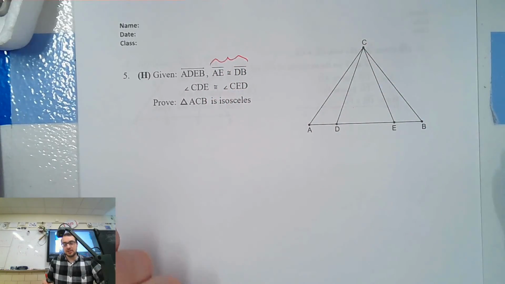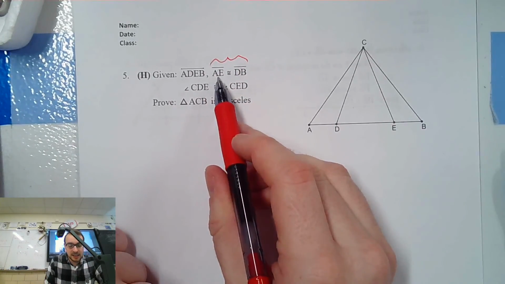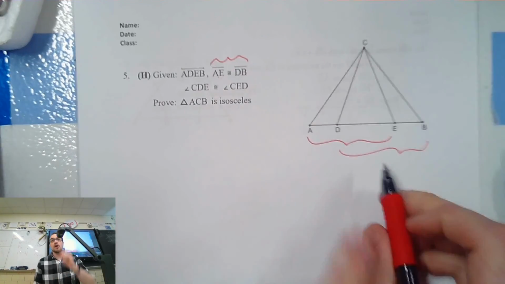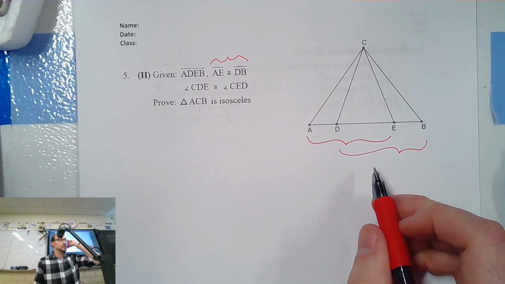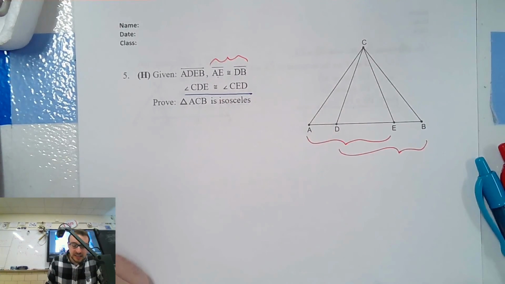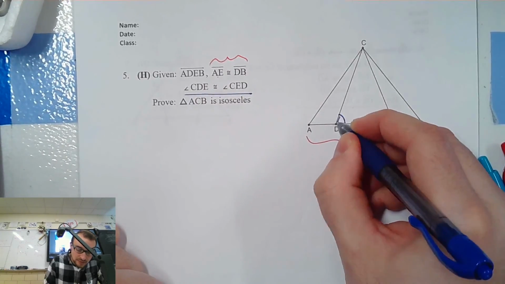Do not miss out on this. This is homework. I need you to try this. AE and DB are the same. AE is this. DB is that. We have some overlap. I bet we're going to use segment addition postulate, right? Next, CDE and CED are the same. So that means these angles are the same.